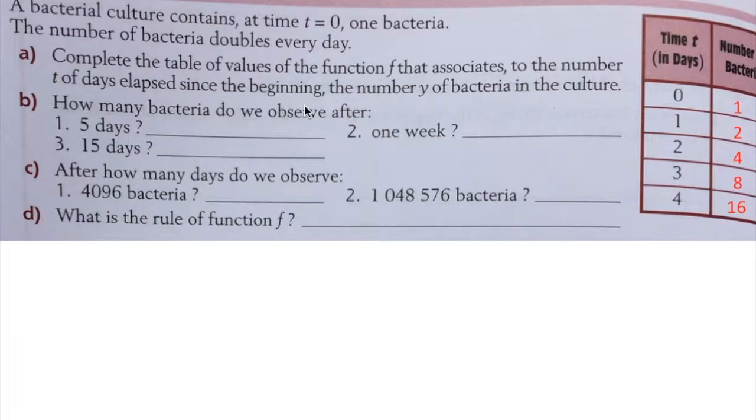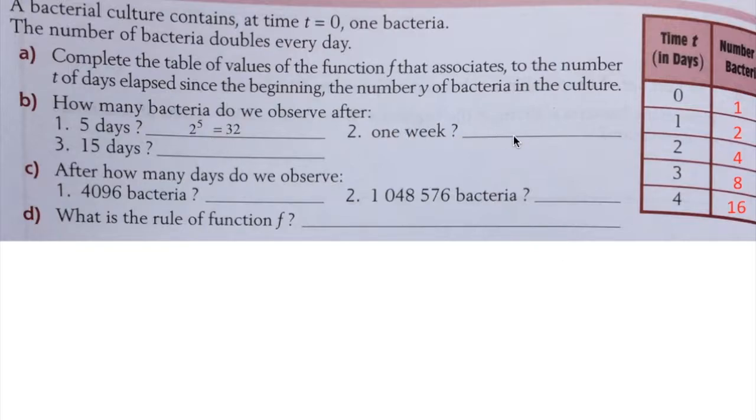How many bacteria do we observe after 5 days? Well, we can look for a pattern here. If you notice, this is exponential. 2 to the power of 0 is 1, 2 to the power of 1 is 2, 2 to the power of 2 is 4. So I'm thinking for 5 days, it's 2 to the power of 5. Or you can just double the 16. Either way, it's 32, right? So 2 to the power of 5 is 32.